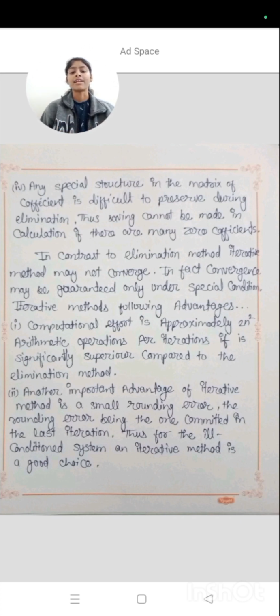So first advantage is the computational effort is approximately 2 into n square arithmetic operations per iteration, which is significantly superior compared to the elimination method. And second advantage, another important advantage of iterative method, is small rounding errors. The rounding errors are only the ones committed in the last iteration. Thus, for the ill-conditioned system, an iterative method is a good choice.